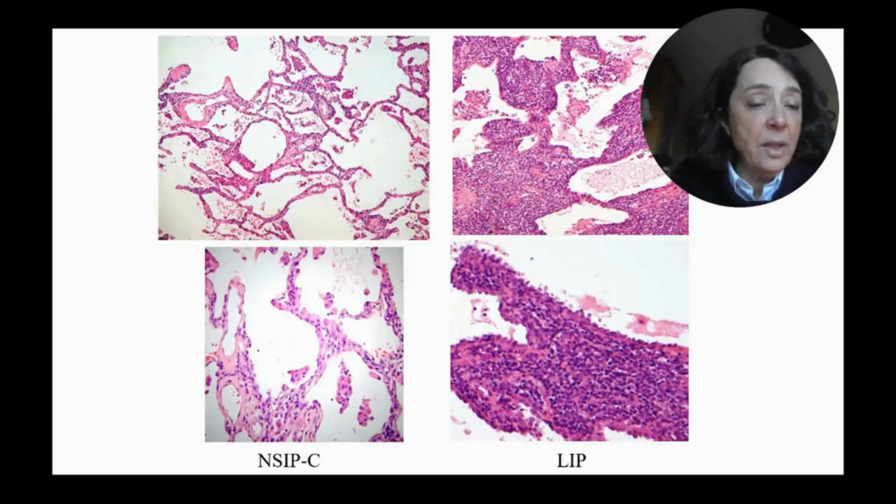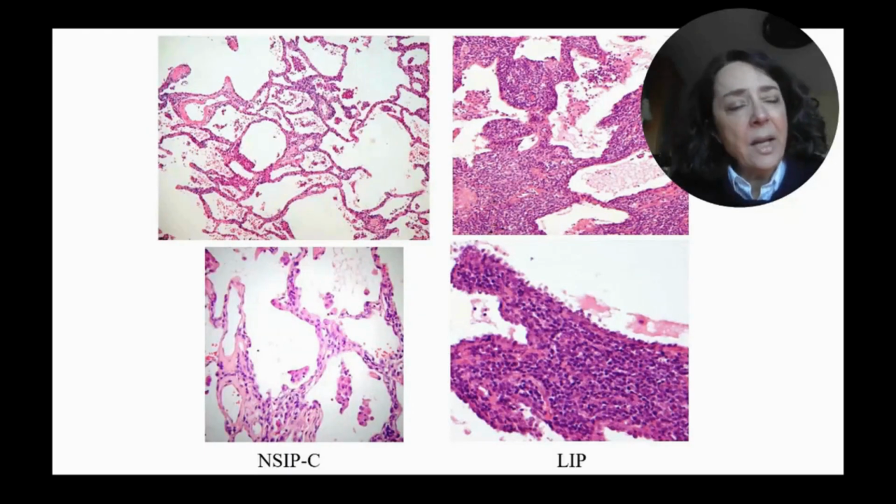NSIP is non-specific interstitial pneumonia. In this case, it is cellular. On the right, you have an LIP. And the histological differential is mainly the amount of inflammation of lymphocytes you have in the interstitium. So sometimes it's very difficult just to say, when do I say that? Well, it's when I think it's too much.